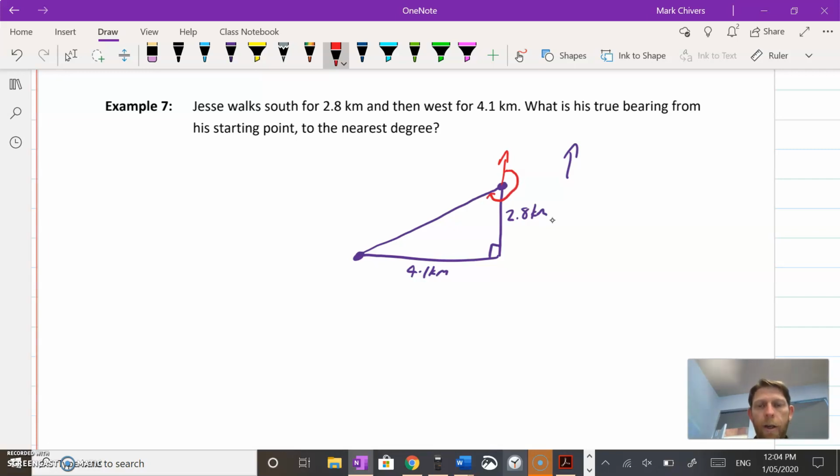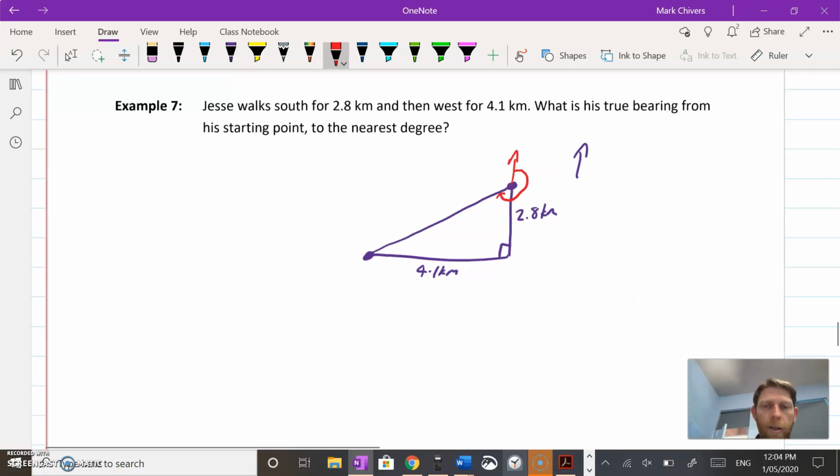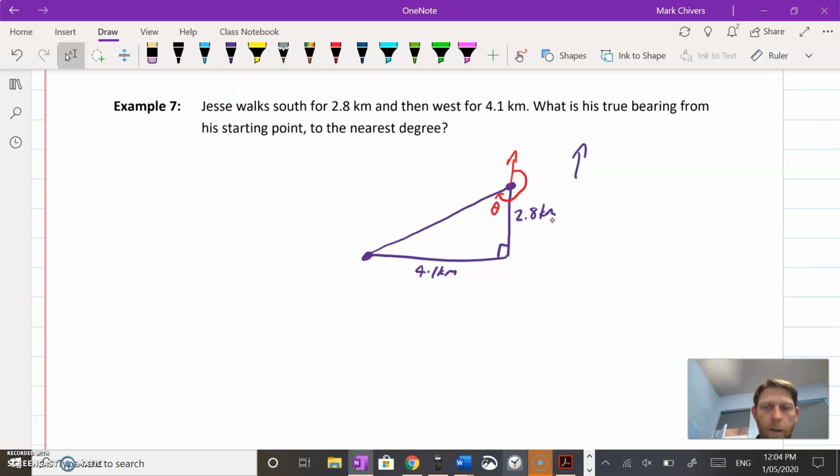Now, importantly, we already know how to get around to south. It's 180 degrees around to south. So what we're actually interested in is if we could find out what this angle is in here, then we would be able to solve the problem, because we'd know that little small angle and we know we have to add 180 degrees to it, and that's everything we need to do.